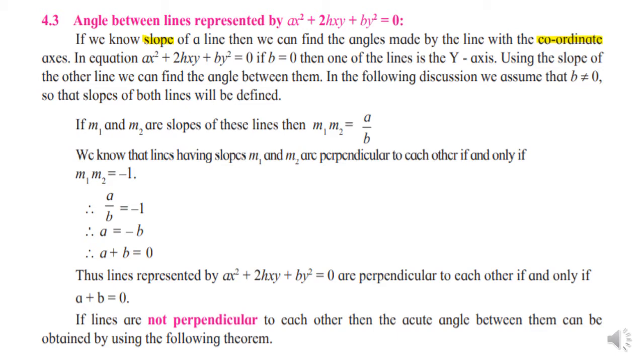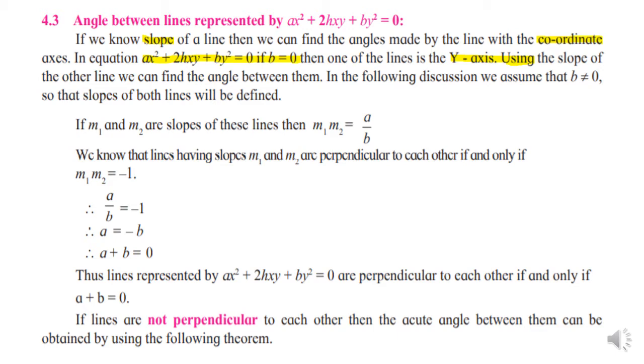Now in this equation ax square plus 2hxy plus by square is equal to 0, suppose b is 0. Then we say that one of the lines is nothing but the y-axis. This we had learned in the theory of the previous lecture. Now using the slope of the other line, we can find the angle between them. Henceforth, we assume that b is not equal to 0.